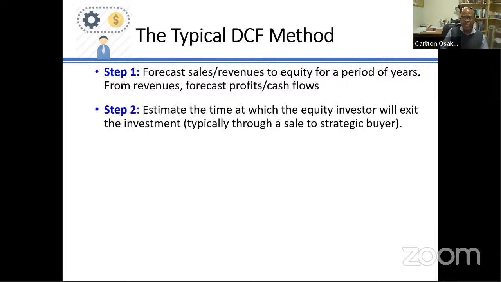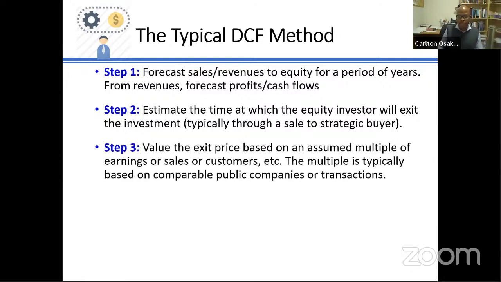Step two then is you estimate the time at which the equity investor is going to exit the firm. And equity investors are always thinking about this exit strategy, okay? Typically then this would either be a sale back to the firm, a sale to a strategic buyer, or, you know, if this venture, for instance, is a really big hit, then this could be through an IPO, an initial public offering on, say, a stock exchange somewhere, okay?